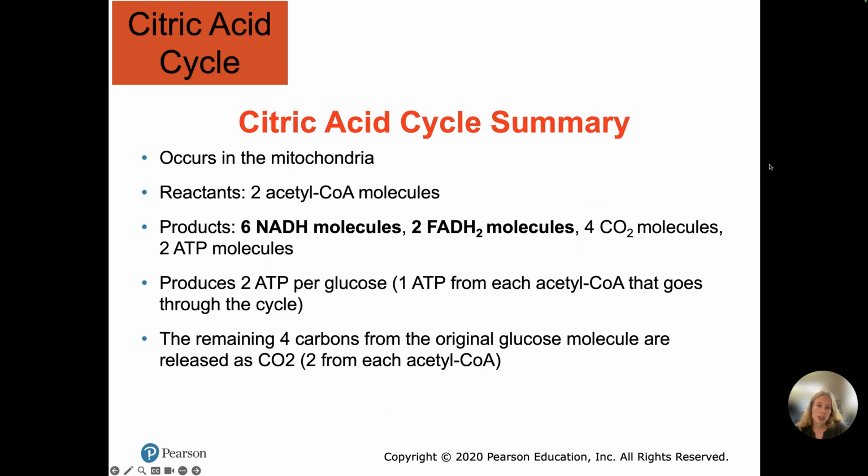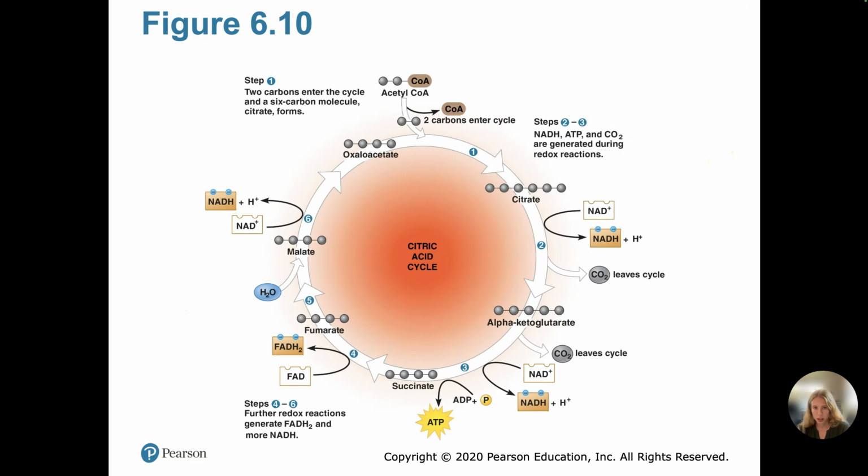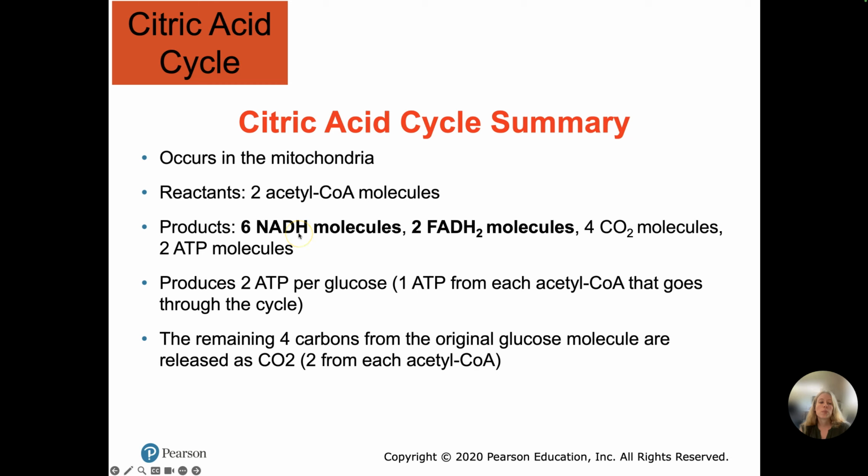In summary, the citric acid cycle occurs in the mitochondria. The reactants are those 2 acetyl-CoA molecules, which we see right here. Remember, pyruvate oxidation produced 2 of them, so 2 acetyl-CoAs have to go through the Krebs cycle, or the citric acid cycle, which means there will be 2 total turns of this cycle. This image here just represents 1 turn and the products from 1 turn of the cycle. The cycle has to go around twice. So the products are the products of 2 turns of the citric acid cycle.